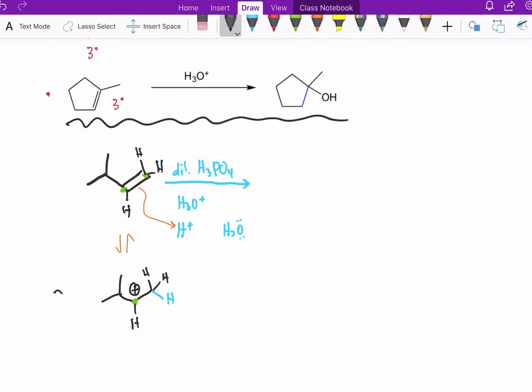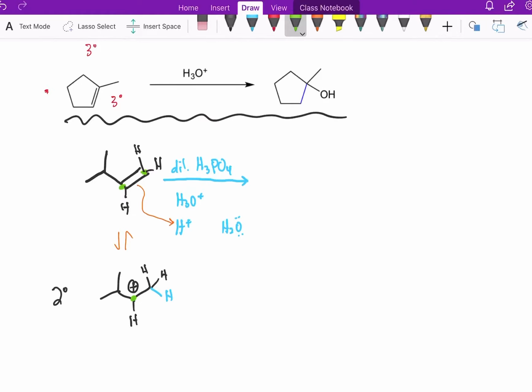It turns out that this is a secondary carbocation because this carbon in green is attached to 2 carbons and 1 hydrogen. That's a secondary carbocation. So when we form a secondary carbocation, we have to think, can I form a more stable one? A tertiary carbocation is more stable than that.